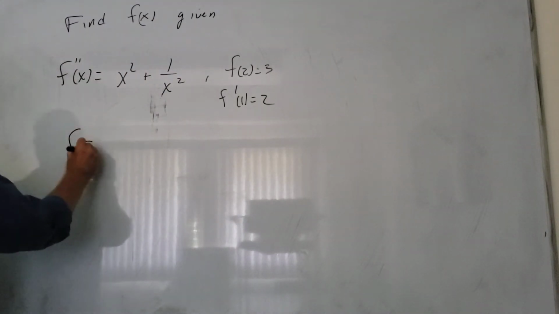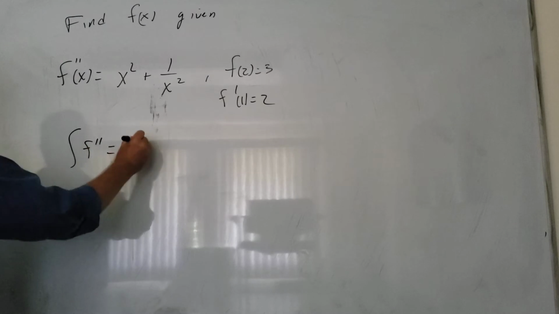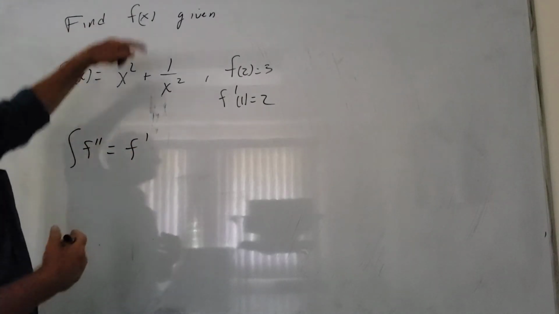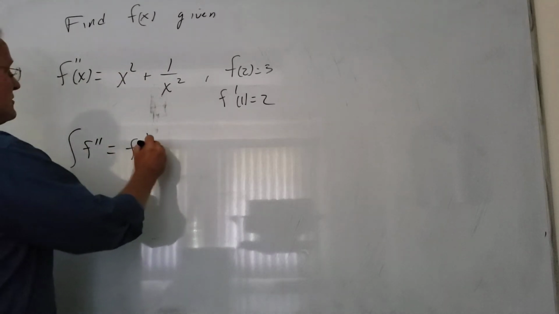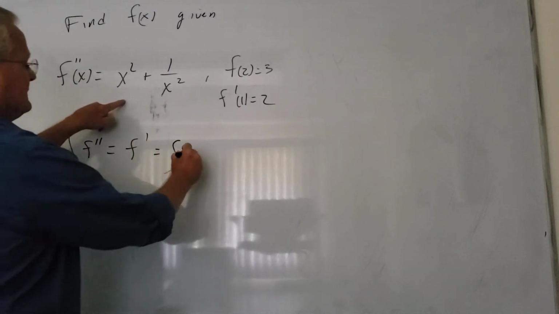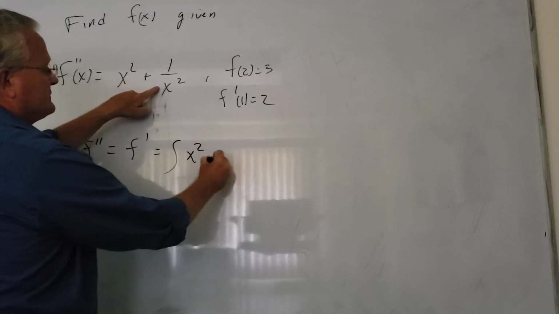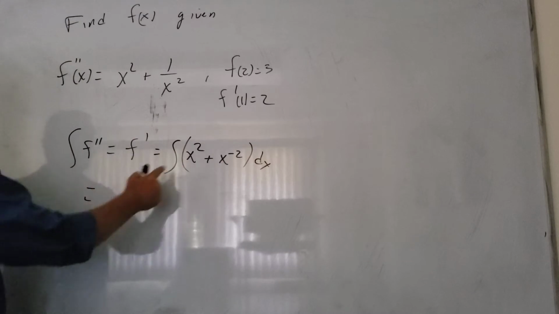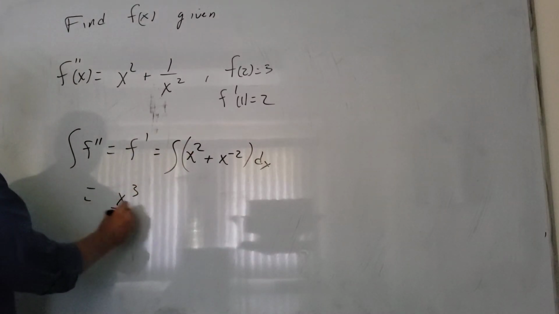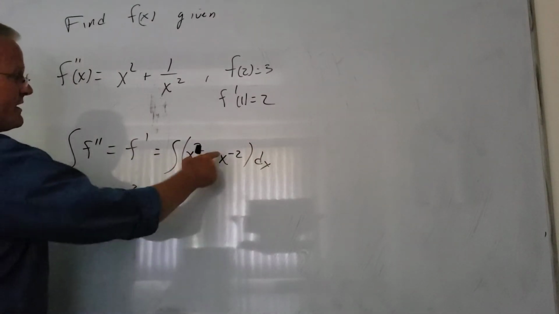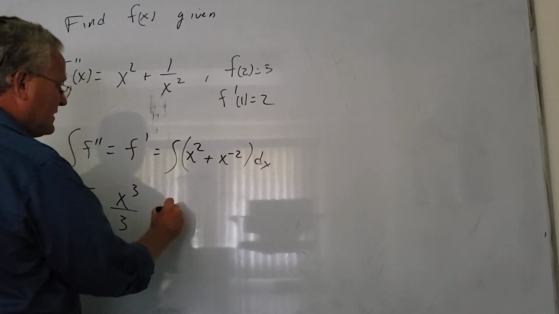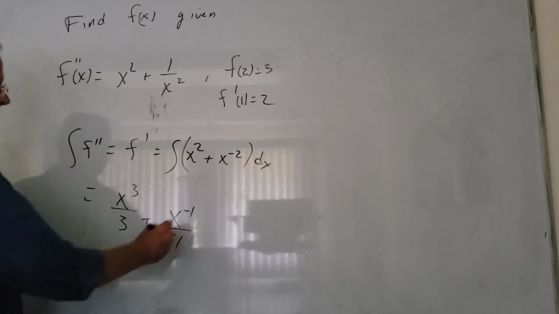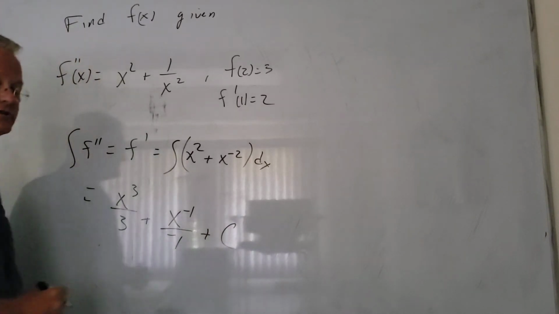So the integral of the second derivative is equal to the first derivative, and the integral of the first derivative is going to give us f. So the integral of the second derivative is this. I'm going to rewrite this as x to the negative 2. So when we integrate x to the 2, we get x to the 3 over 3. And when we integrate x to the negative 2, we get x to the negative 1 over negative 1. And then we have our constant of integration.